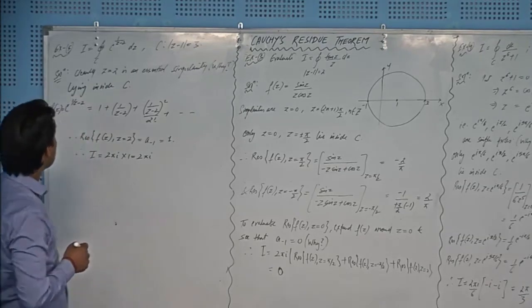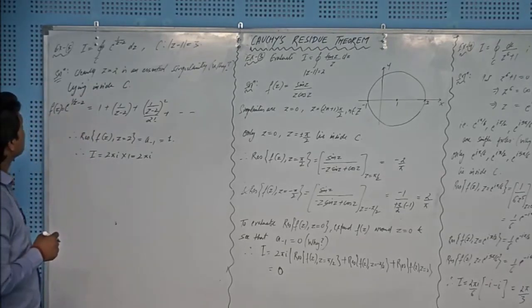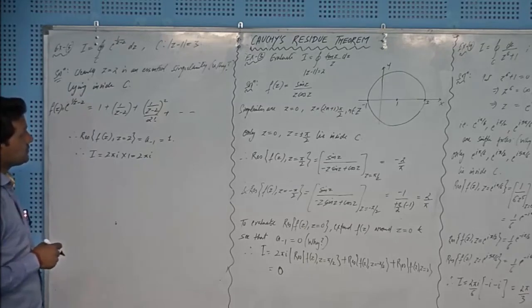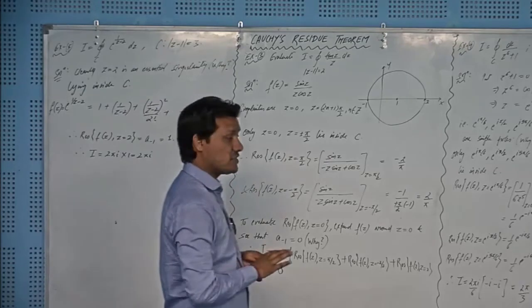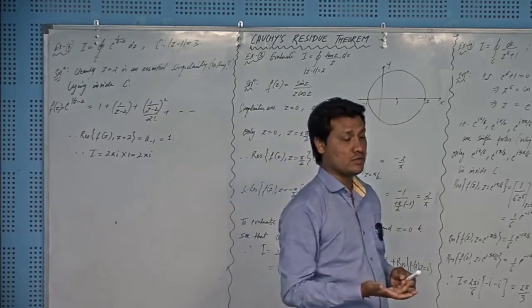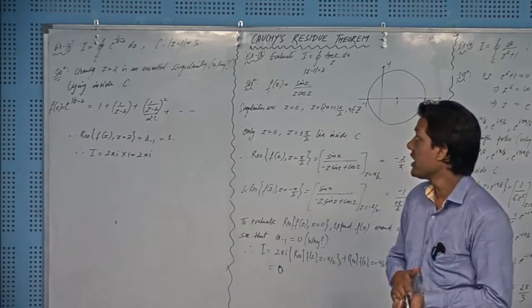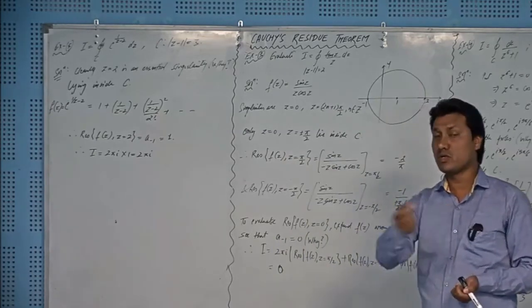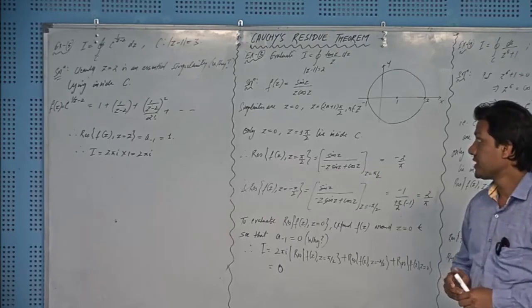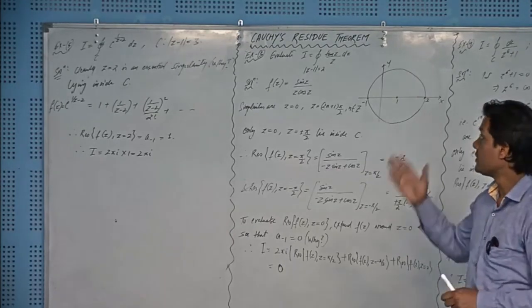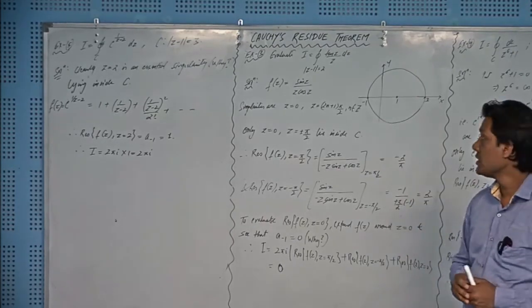Okay. Now I will take another example, something new. In all of these examples, we have seen that the singularity is lying within C, or inside C, right? But what happens when a singularity lies on the boundary of the circle, the boundary of the contour? The question is, in that case, does Cauchy's residue theorem hold? Yes or no? The answer is positive.